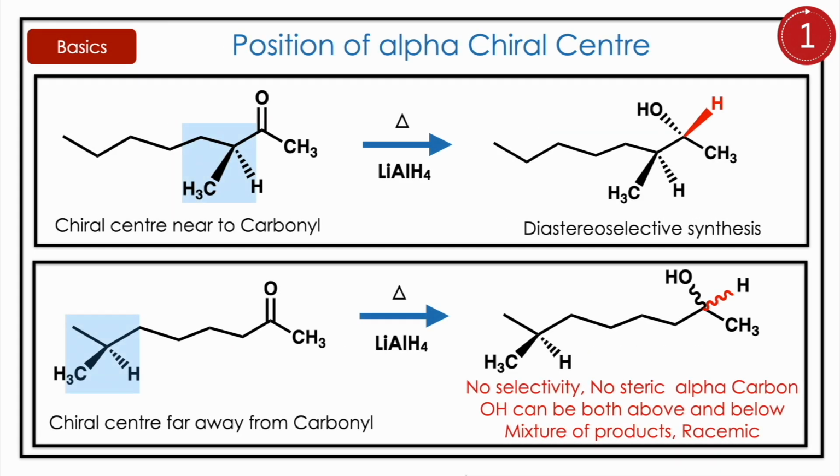Next, a very important thing, the position of the alpha chiral center. Here the selectivity is created by the alpha chiral center. If the chiral center is away from the carbonyl, there is no selectivity, there is no Cram's rule. That's what's shown here. In the first example, the alpha carbon is positioned nicely. You have diastereoselective synthesis with very good yield. On the contrary, if the alpha center is away from the carbonyl, here 4 carbons away, there is no selectivity, no steric effect, so no Cram's rule. A mixture of products is obtained, mostly racemic.